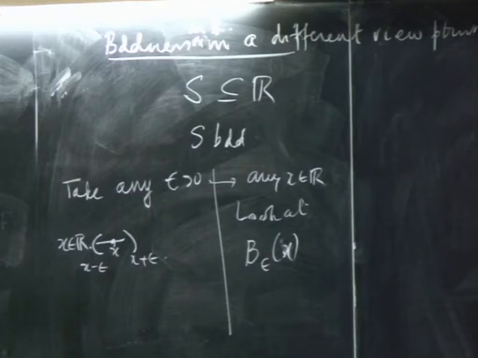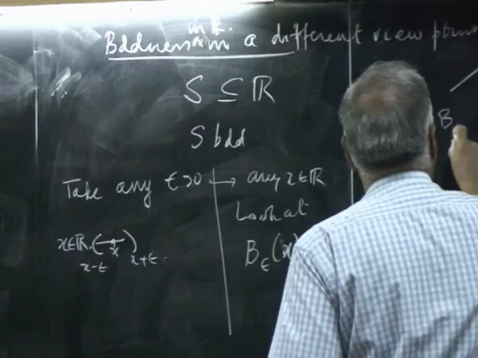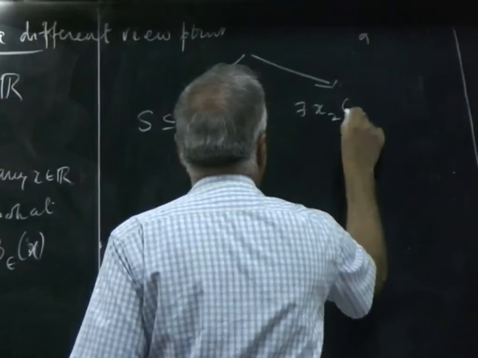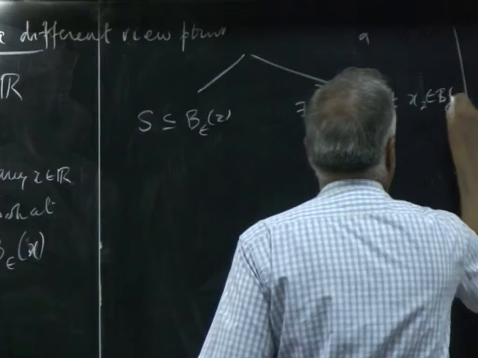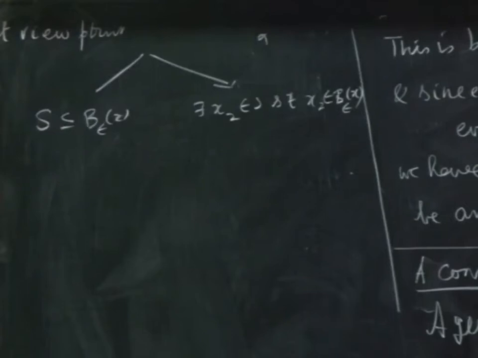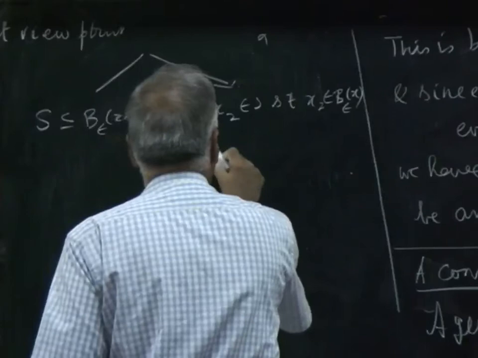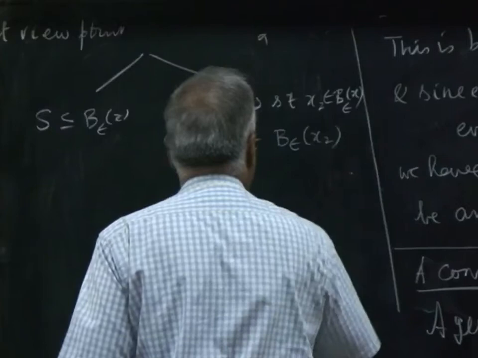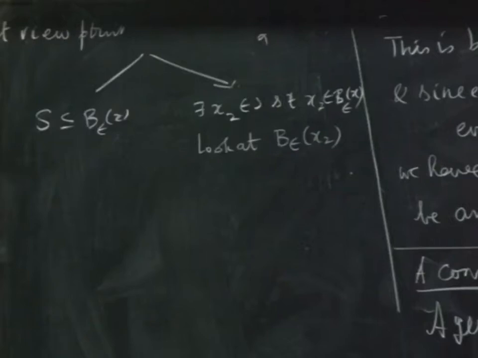There are two possibilities. One is that all of S lies in this ball, or some part of S lies outside it. So the two cases are: S is contained in V_epsilon(x), or there exists an x2 belonging to S, but that x2 does not belong to V_epsilon(x). In that case, I look at V_epsilon(x2) also, another ball of radius epsilon about the new point x2. What is the distance between x1 and x2?